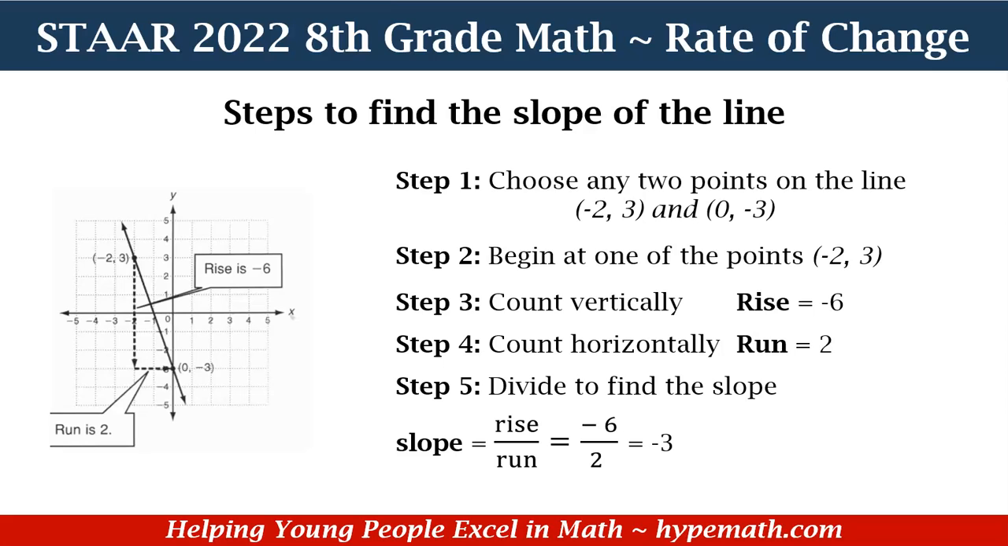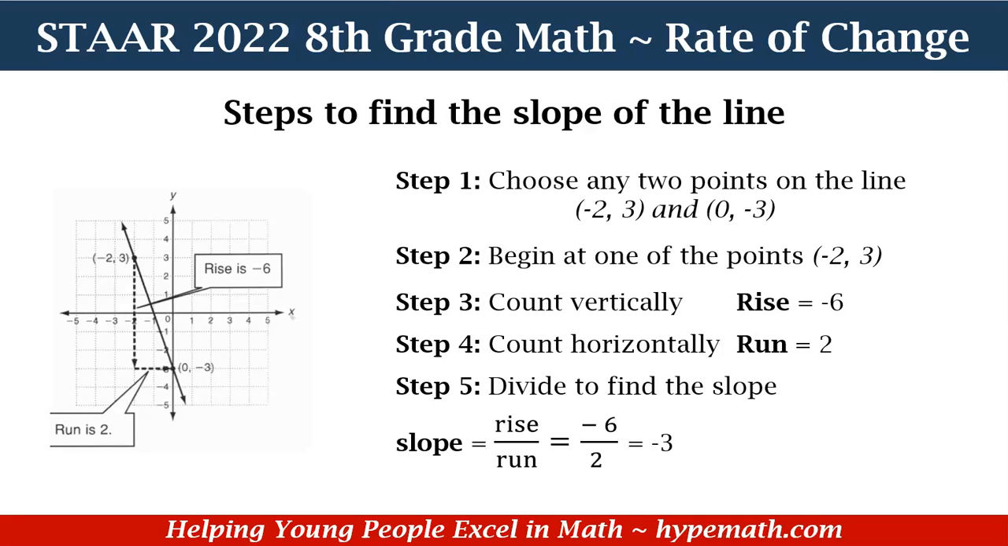Step 1, choose any 2 points on the line. So on our line, we have (-2, 3) and (0, -3). Now we need to begin at one of the points, and that will be (-2, 3). We are going to count vertically, which means either up or down. We are going down. And remember, whenever we go down with the rise, that means it's going to be negative. So our rise is equal to -6.